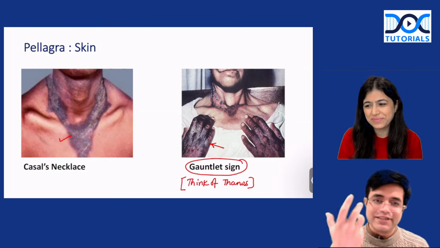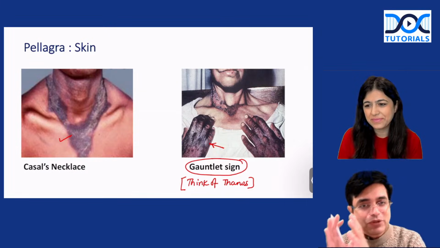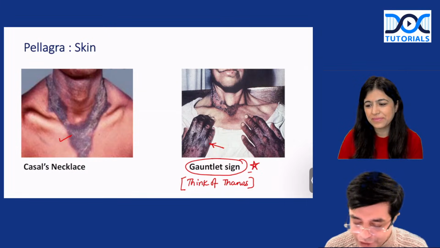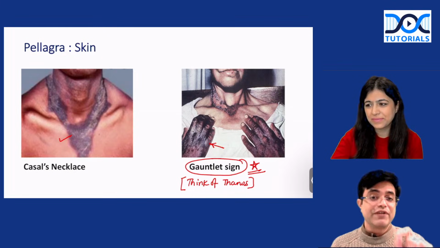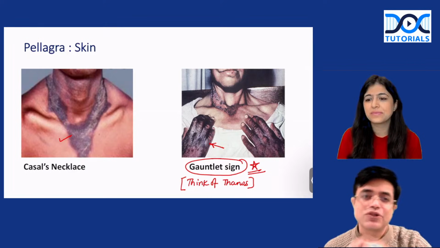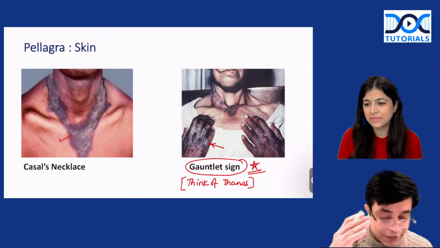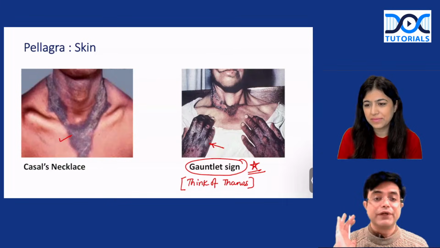You can simply remember the description which ma'am gave. Casal's necklace, everyone knows. Gauntlet sign, people do not know. This is a very, very important point. Again, we want to emphasize, sometimes a topic is repeated, an atypical thing gets asked. Gauntlet sign is not there in pediatric notes, it is not in pediatric books, it is there in derma books, and that is why we are doing an integration over here.